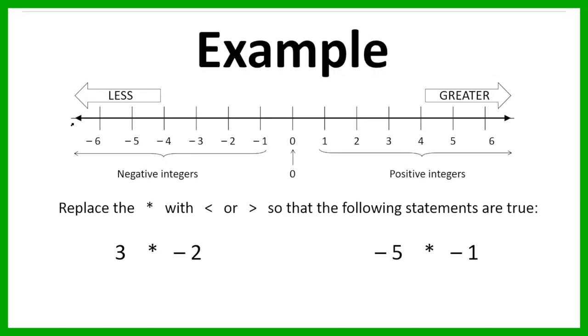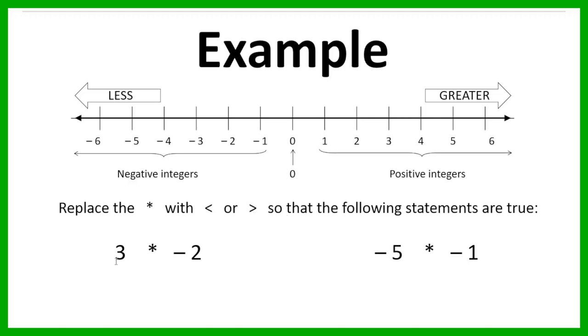And on the number line, you can see we've got in the middle, 0. And then on the right of 0, we've got all of our positive integers. And on the left of 0, we've got all of our negative integers. Everything that is further to the right is greater than anything that is further to the left. Okay, so what we're going to do in these two examples over here is we're going to replace the star with a less than or a greater than sign so that the statements are true.